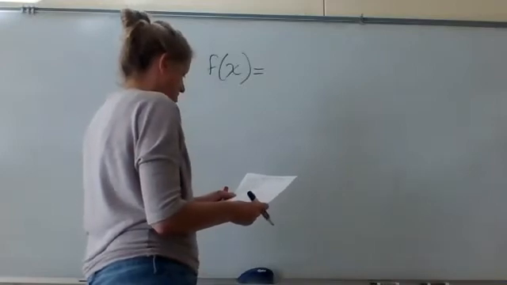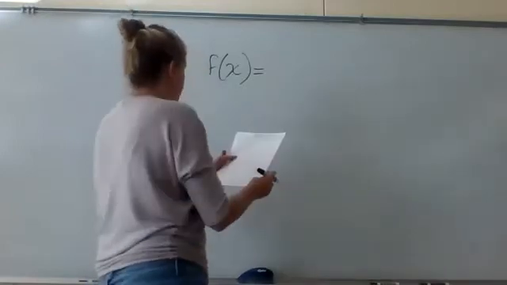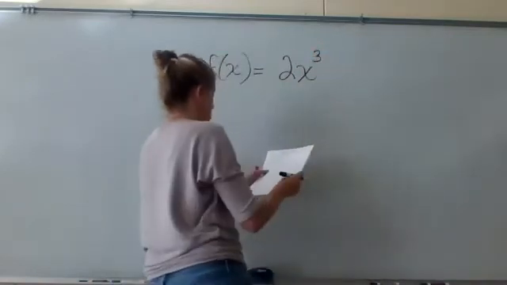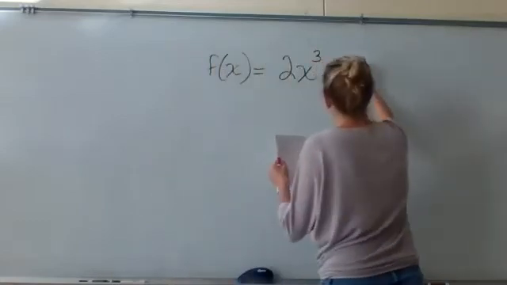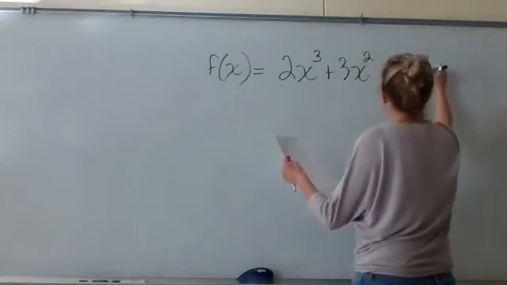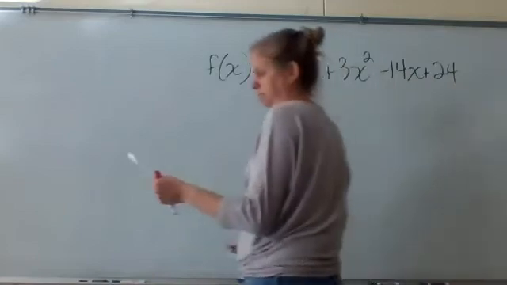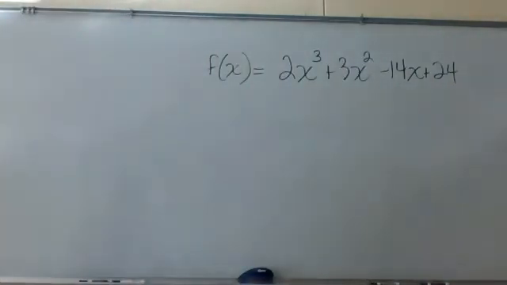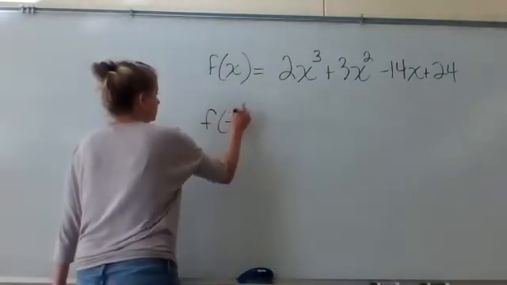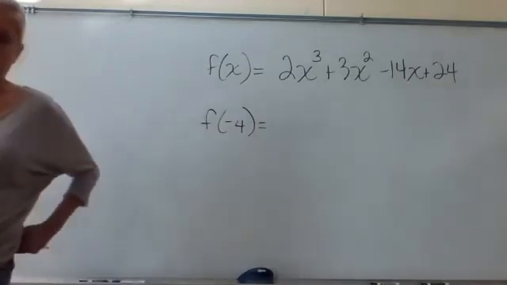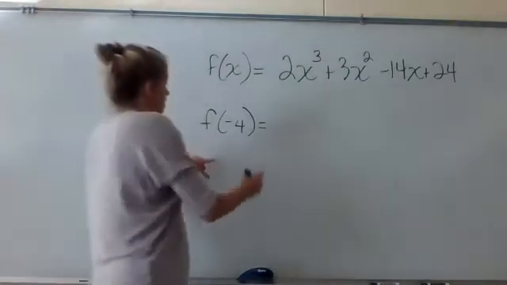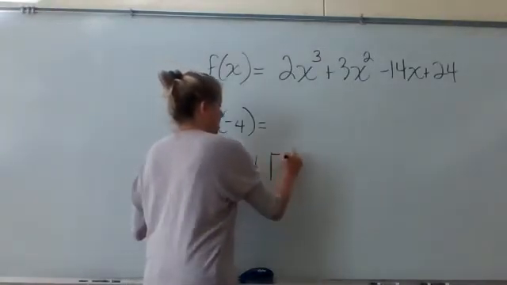Use synthetic division and determine whether the numbers are zeros of the polynomial function. The polynomial function is 2x cubed plus 3x squared minus 14x plus 24. The first thing it wants me to check is f of -4. See if this is a 0. So -4 is what I'm dividing in.